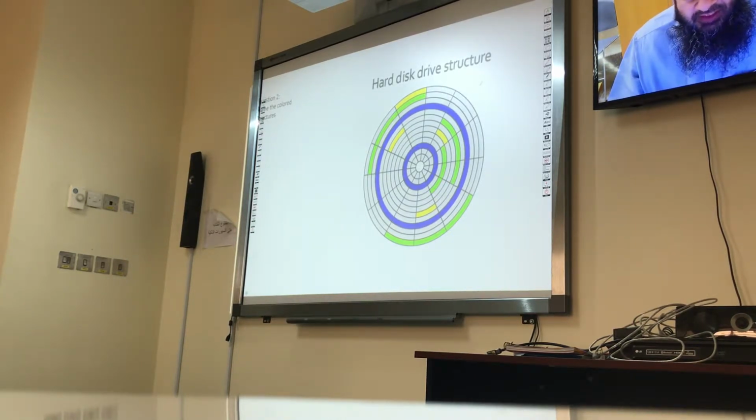So what's this blue thing? What's the blue mark? Track. Yes, very good. That's one track. What's the yellow thing? This. Sector. Very good. And what's this green thing?